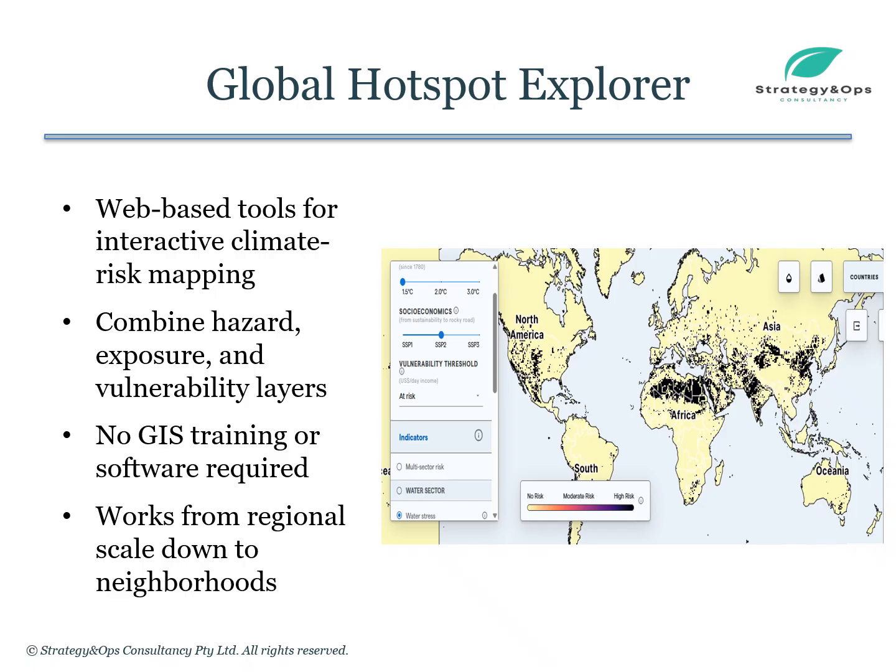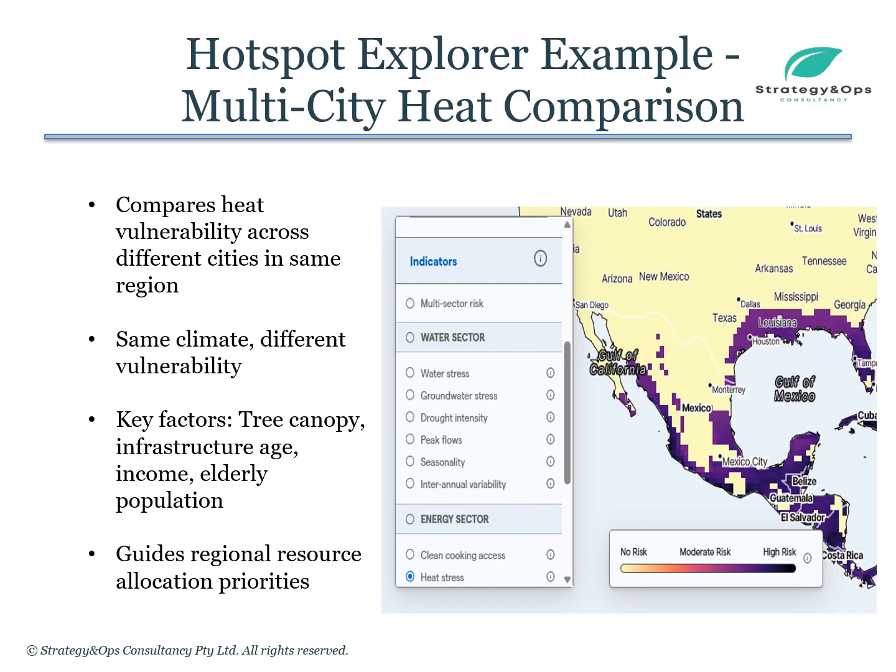And where should limited adaptation resources go first? This map shows regions at greatest risk of water stress with 1.5 degrees warming. In the next slides, we'll look at real examples of how these tools are used in practice. This example shows how two cities in the same region can have very different levels of heat vulnerability.